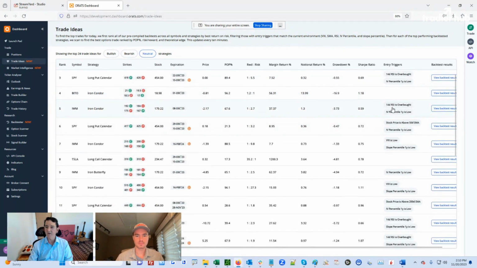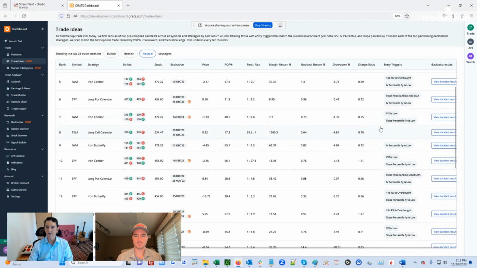One of the things I like to look at is I want to see a couple of entry triggers that I think are important in the market right now. Like this one, the stock is above the 50-day and the IV percentile is low. It's about a month out. Here's another calendar. The margin return again is pretty low. So let's continue to look on.